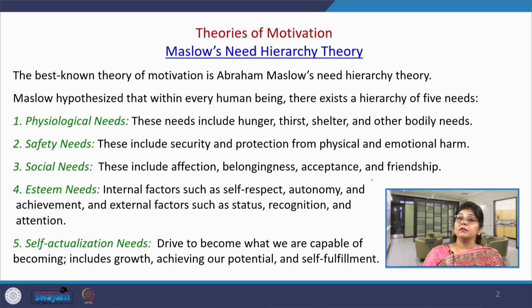And the last, the highest form of an individual's need in Maslow's hierarchy, is self-actualization needs. These needs are the drive to become what an individual is capable of becoming, and include growth, achieving one's own potential, and self-fulfillment. It is about gaining a lot of experience throughout life and then using those experiences to contribute something to society.